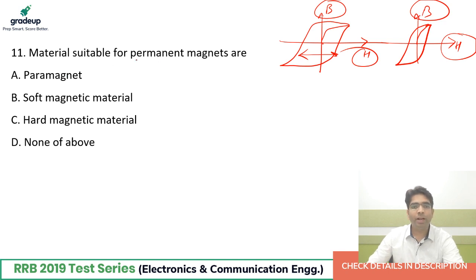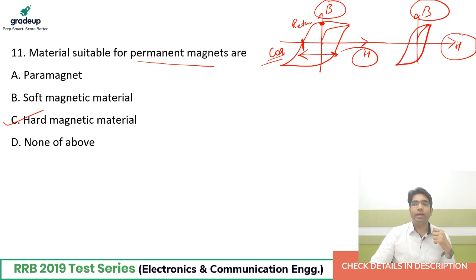So for permanent magnets, you will refer to hard magnetic material. This point is known as retentivity, and this point is known as coercivity. So for hard magnetic materials, coercivity should be high. It means the amount of magnetic field to demagnetize it should be very high. Okay.